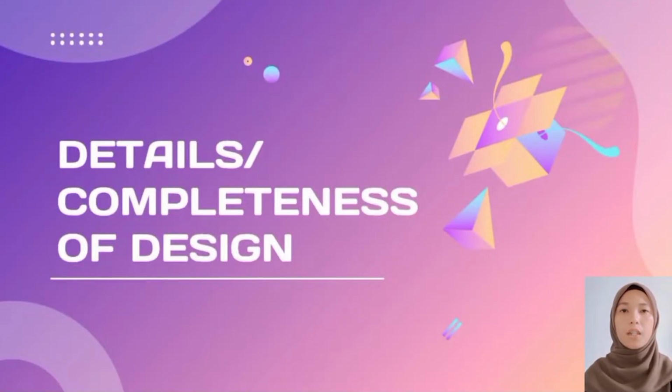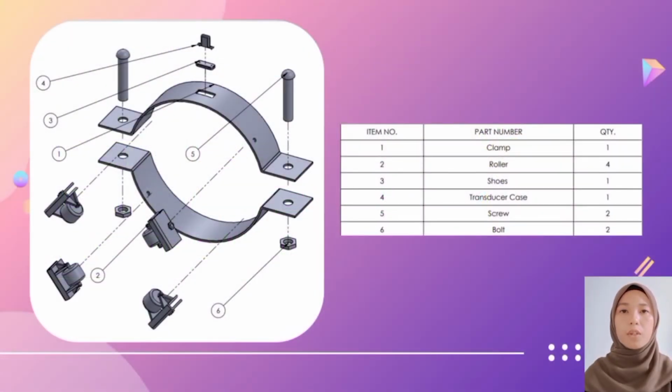Details or completeness of design. For this part, we use a product view from SolidWorks. There are 6 items in this design. Firstly is the clamp. Second is the roller. We use 4 rollers in this design. Next is the shoes and transducer case. Lastly is the screws and nuts to tighten the clamp.